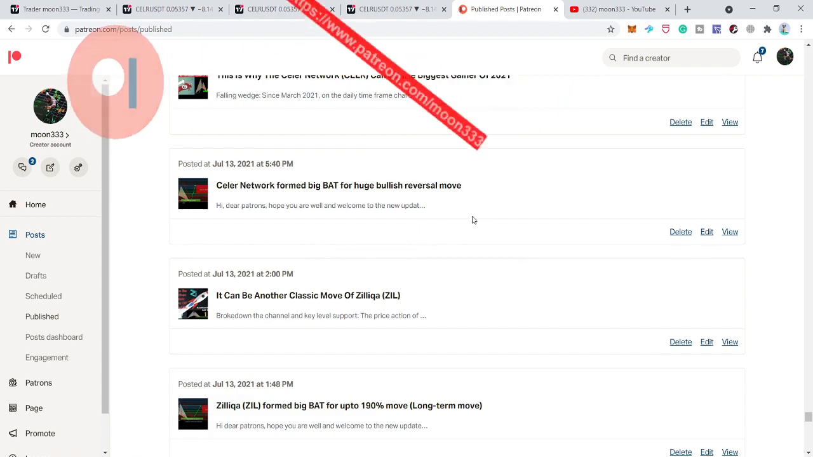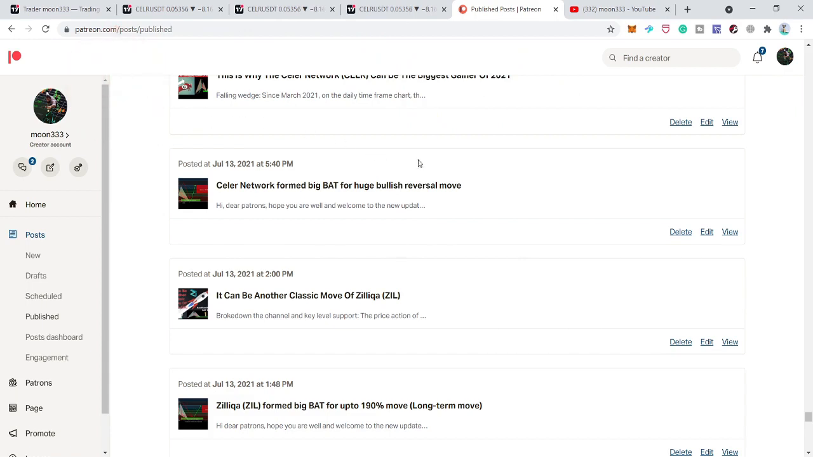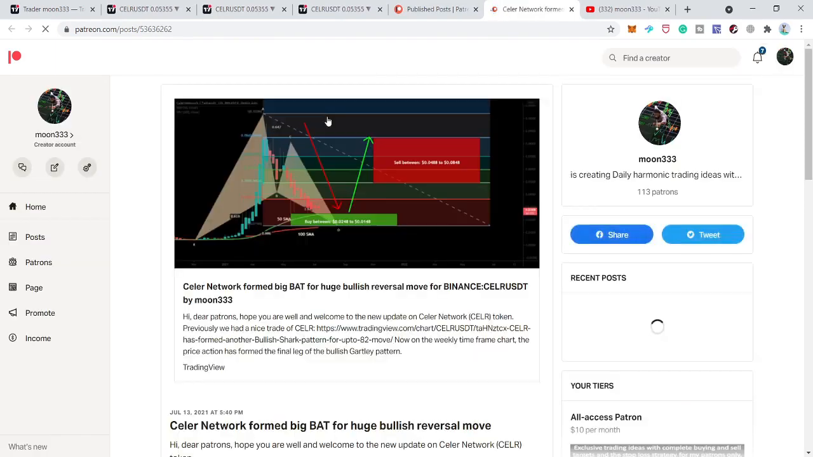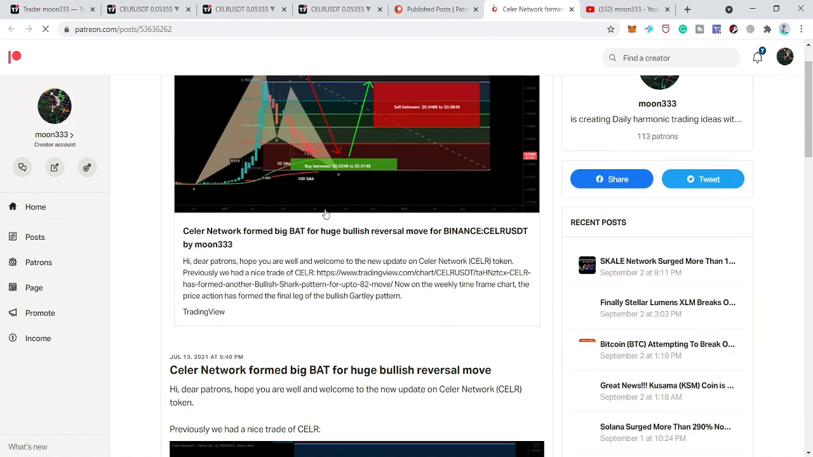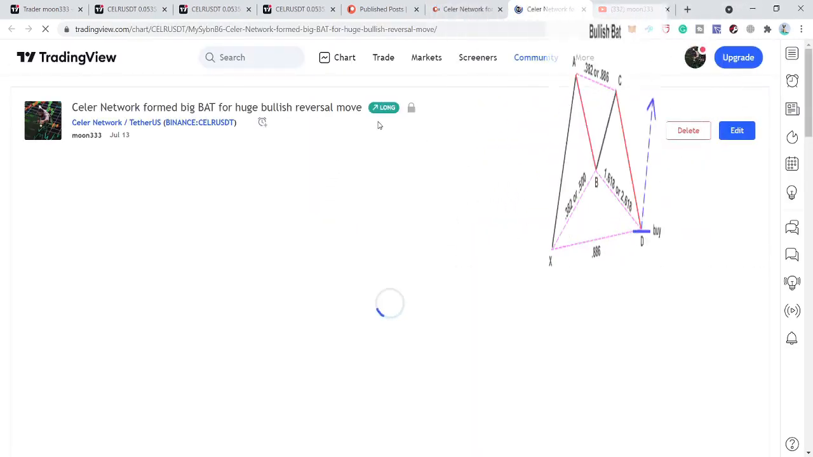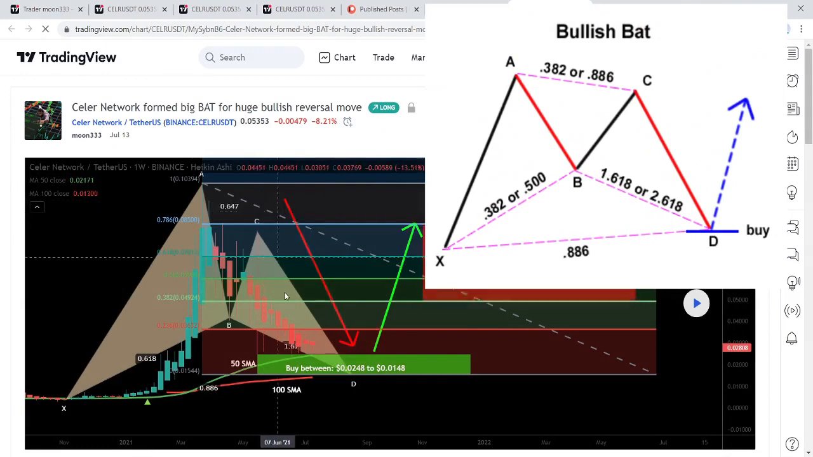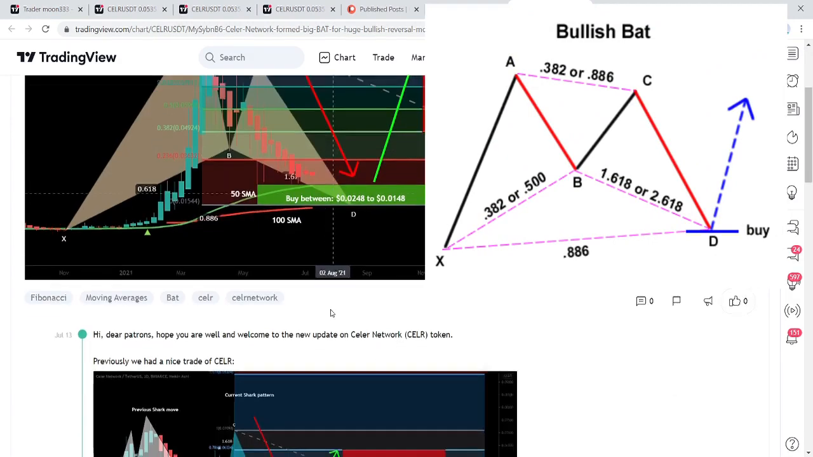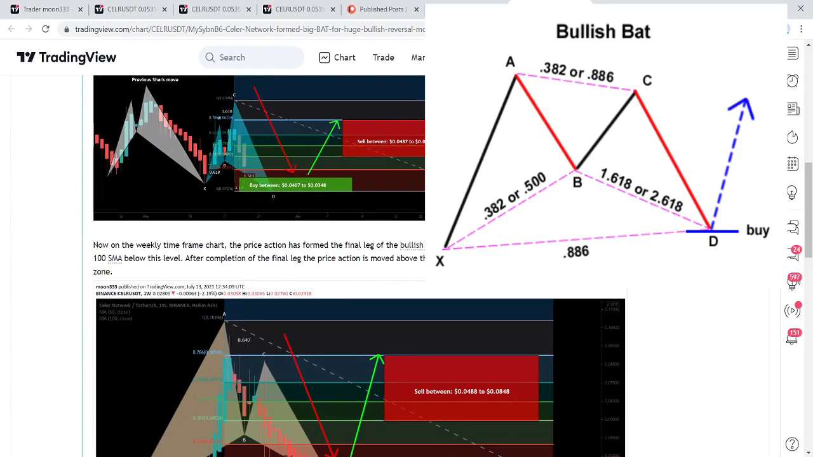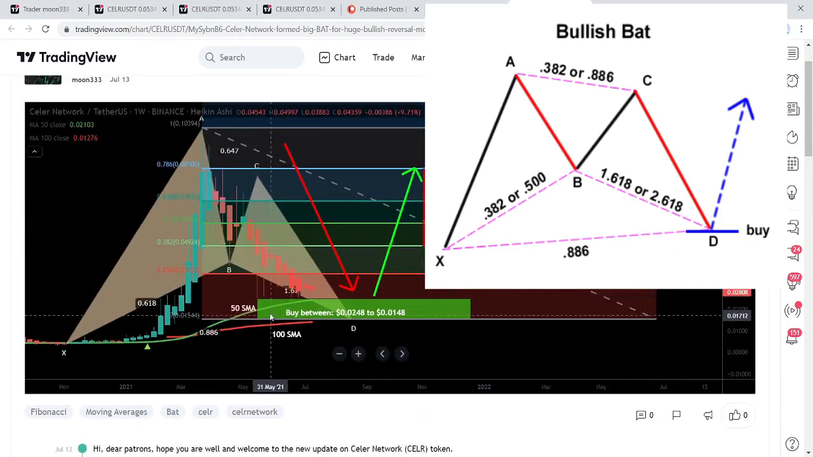Okay, this was the pattern. This was a bullish reversal harmonic pattern that I shared on 13th of July for my members at the Patreon. And I told you that we also have a very nice support of the 50 simple moving average in the buying zone. I'm just going to open this chart, and you can see after completion of this final leg, the price line was moving above this buying zone. And I told you that the price line can give us another chance by moving back in this potential reversal zone if it will retest this 50 simple moving average, and from here we can buy it.